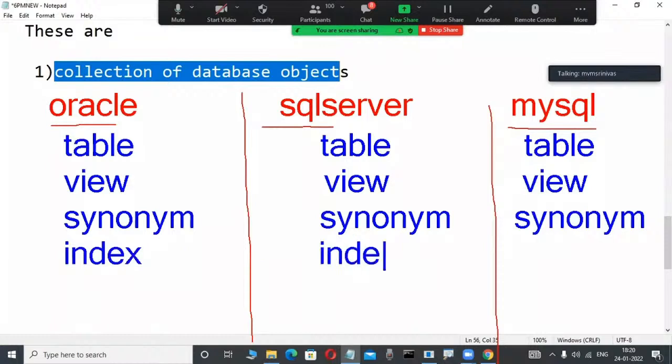Here also an index is there. These are called objects. Here an index is there. Okay, some terminology. Big concepts only. Okay, fine.